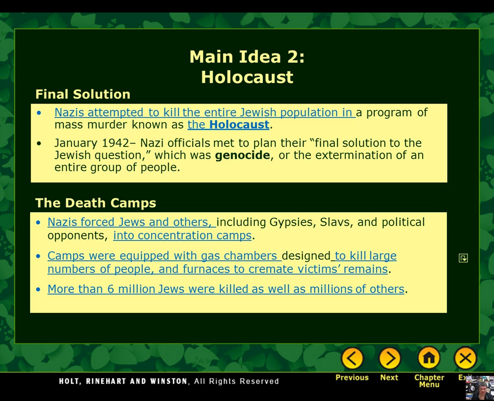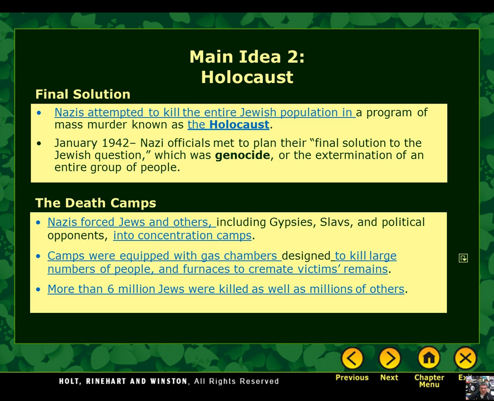As these soldiers start to push the Germans back to Germany, there are things that they start to see, like concentration camps that they start to liberate. They start to realize the depth of what Hitler was doing to the Jewish people. The Nazis attempted to kill the entire Jewish population in a program of mass murder known as the Holocaust. By January of 1942, the Nazi officials met and planned their final solution to the Jewish question, which was to eliminate that entire group of people.